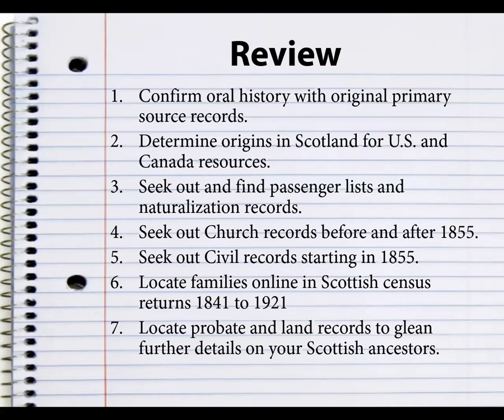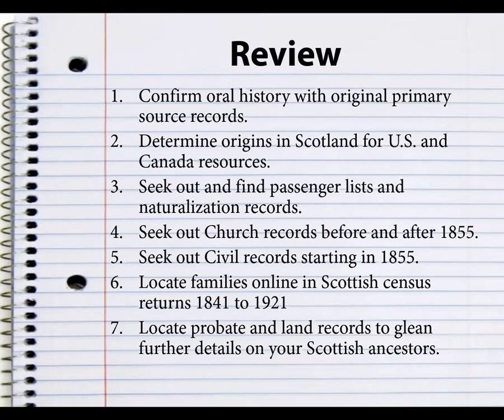Seek out and find passenger list and naturalization records. When you do this, it's going to also increase the chance that you can find that exact place name to locate your ancestors in Scotland. Seek out church records before and after 1855. In some cases, you will have a church that still exists. Their records may not be with Scotland's People, but they may still be recording church records that are accessible in the parish. You want to seek out civil records starting in 1855 for those births, marriages, and deaths, and again, right through the current day.